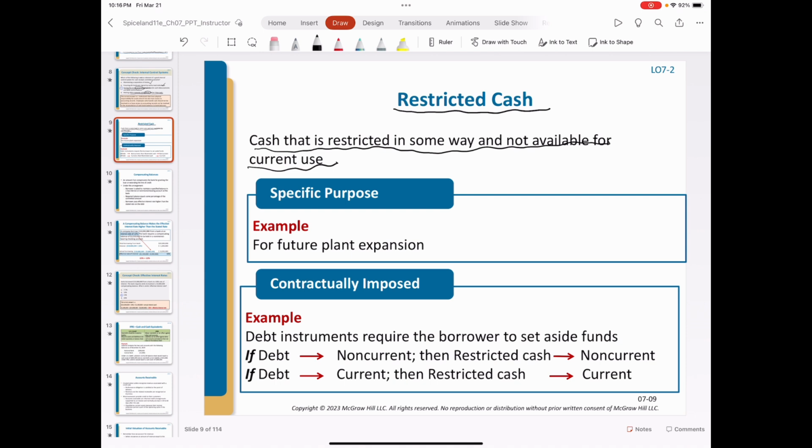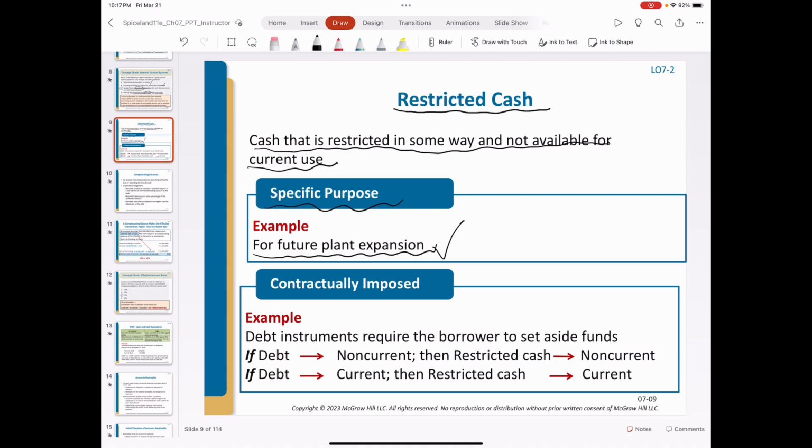An example includes a firm that may set aside some of its money in an account for a future large purchase or large investment. So this is money deposited in a bank account, but it just stays there for a specific purpose. In this example, it is for a future planned expansion.